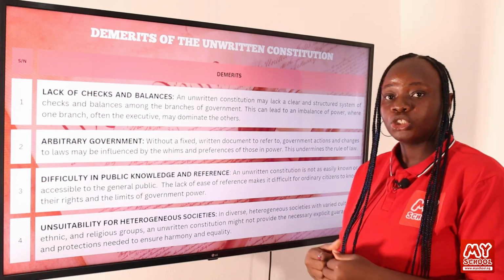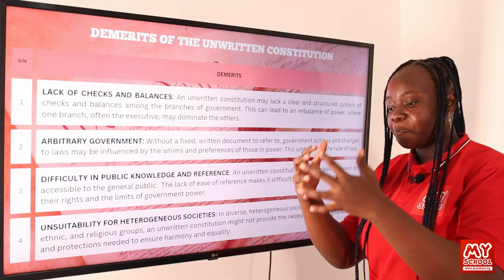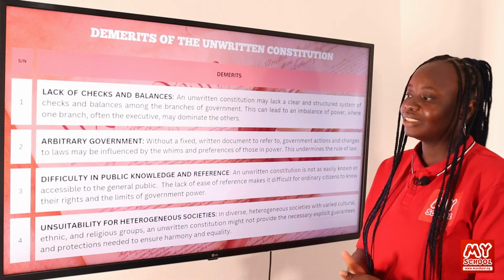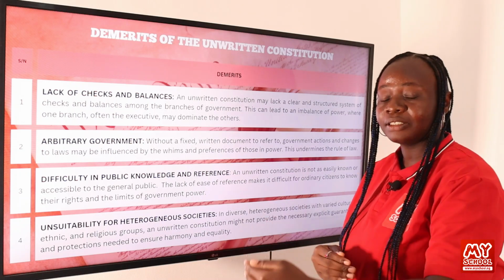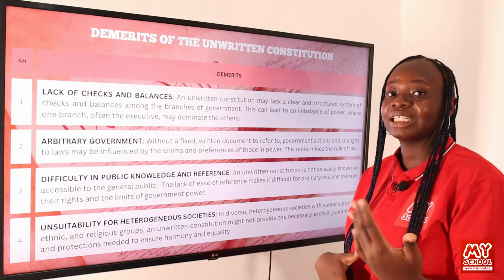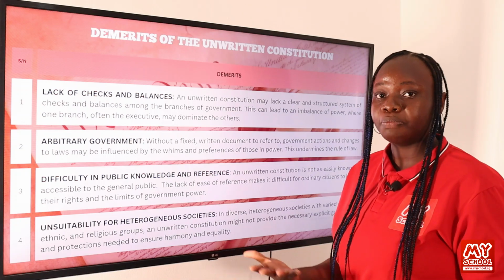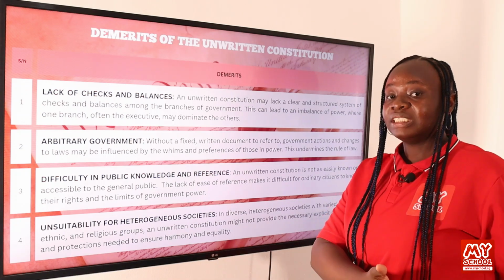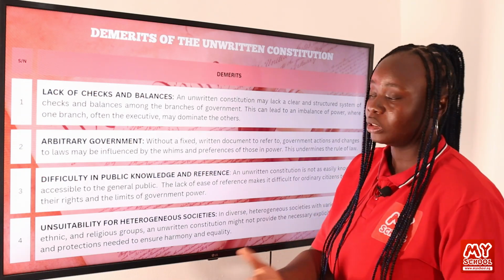So when there is no constitution that clearly delineates the power that you have within a particular system, you can go past the responsibilities that have been assigned to you, and this can lead to abuse of power and the denial of basic human rights for the citizens.